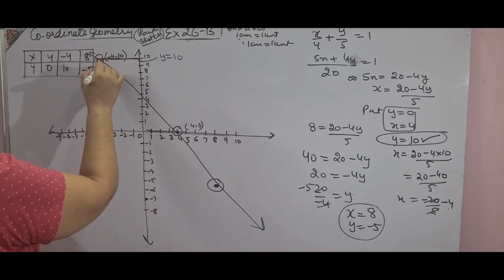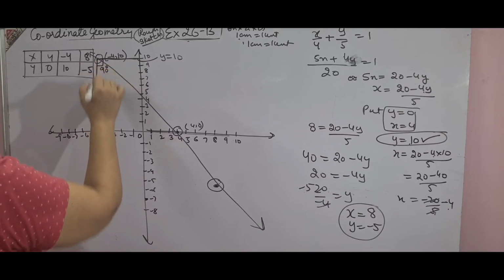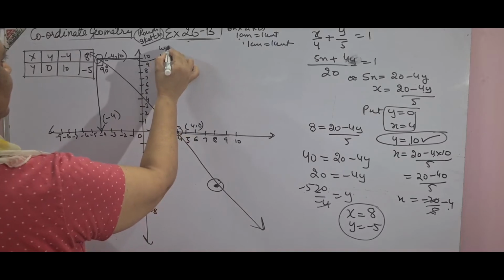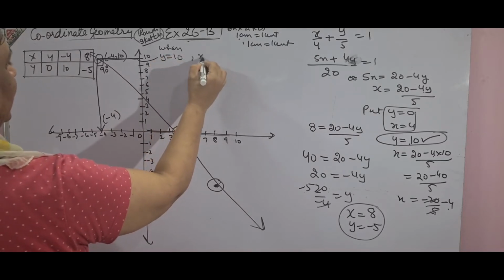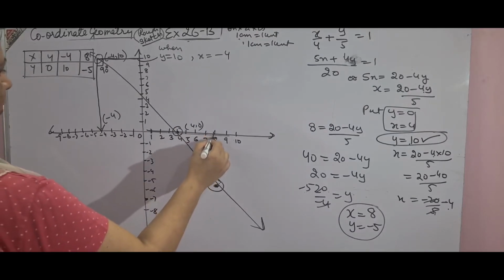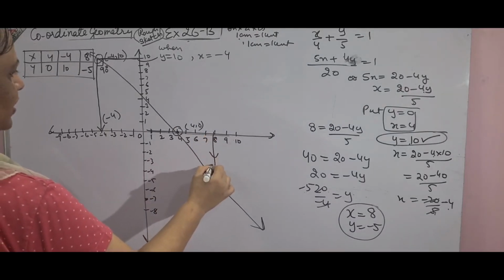Turn at 90 degrees towards the x-axis, and this is your answer. So when y is equal to 10, you write here, when y is equal to 10, x is equal to minus 4. Similarly, next, when x is equal to 8, you go till 8, put the arrow on the side.